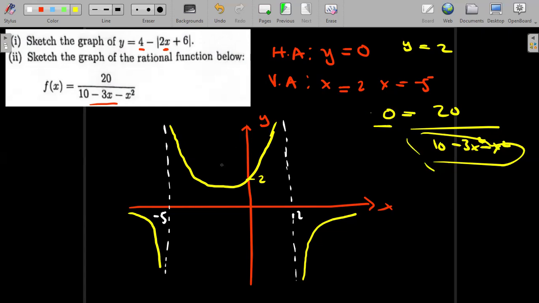So this is how you sketch this rational function. All right, and this marks the end of this class.